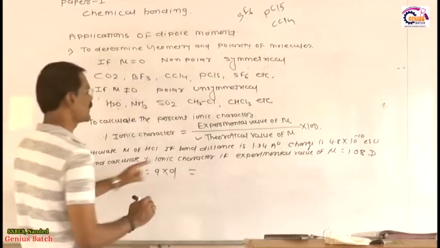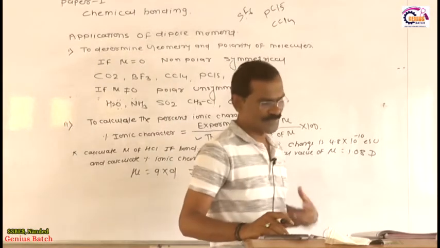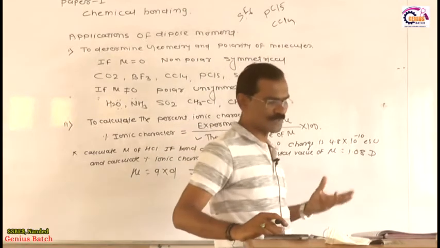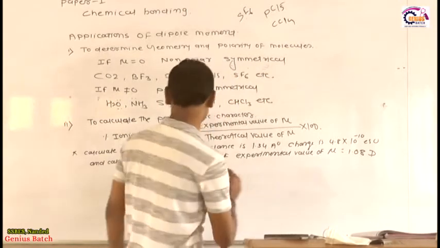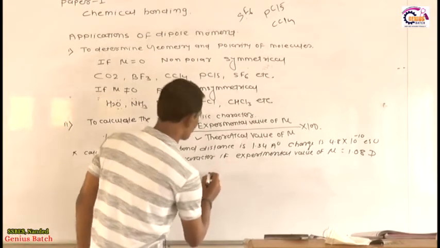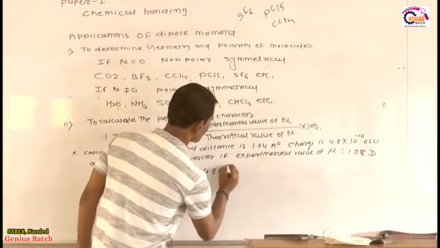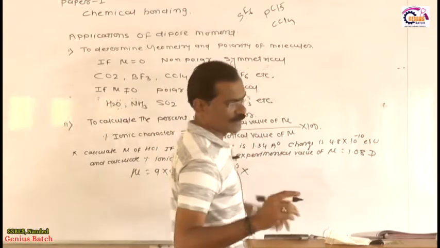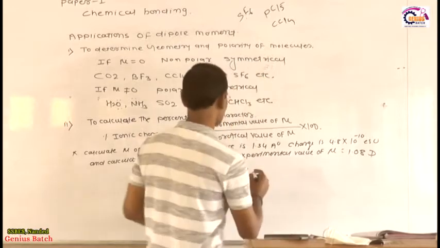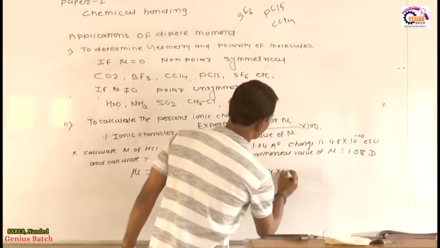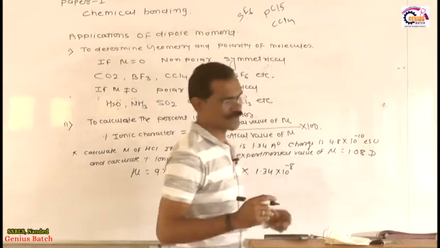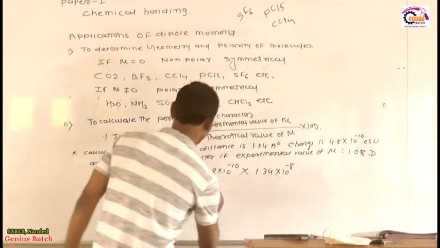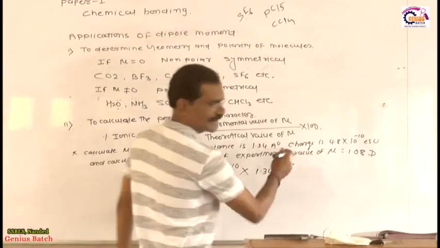You know very well Q means charge. They are given in ESU. So you convert that into centimeter. Mu is equal to Q, which is 4.8 into 10 raised to minus 10, multiplied by the distance given, 1.34 angstrom, converted to centimeter, 1.34 into 10 raised to minus 8, because we convert angstrom into centimeter. After multiplication, the value of mu is in ESU centimeter.